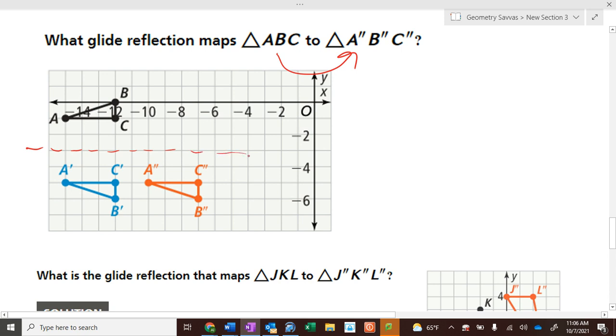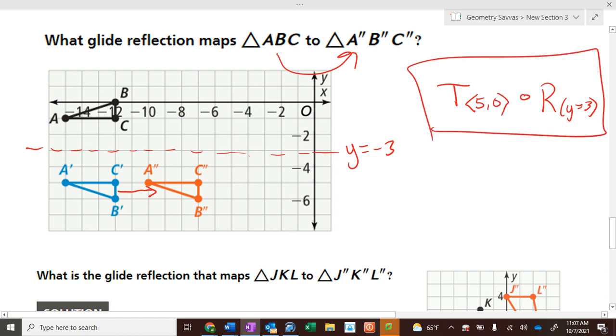So we reflect across this line, and the line is called y equals -3 because it's 3 down from the origin, and a horizontal line is y equals. So our first thing is reflecting across the line y equals -3. Then we're going to slide it this way, while B slides 1, 2, 3, 4, 5 to the right. So it's a translation of 5 to the right and up 0. This is how we map it.